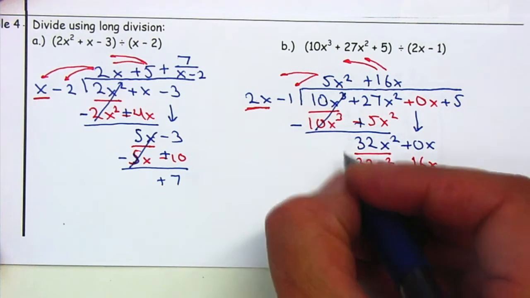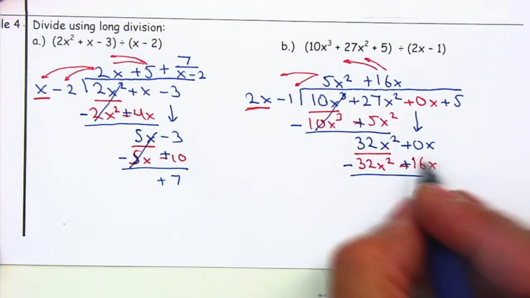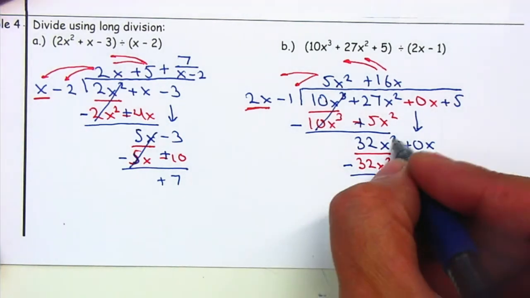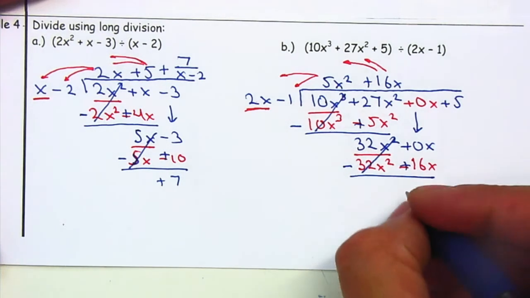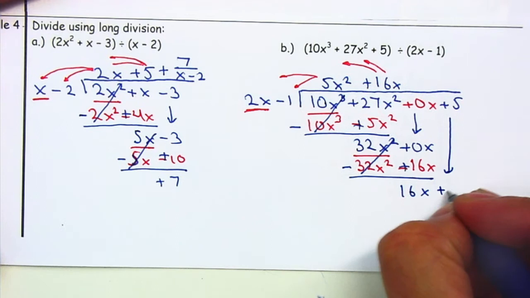and change the signs. That's a positive, becomes a negative. That's a negative, becomes a positive. If this was a positive, it will change to the opposite. You always change it to the opposite. This will always cancel. This will give me 16x. I'm going to bring down the next number, so that's positive 5.